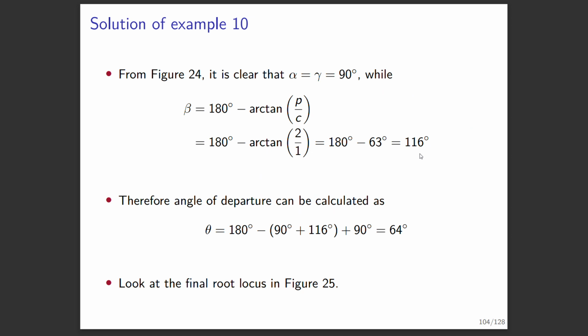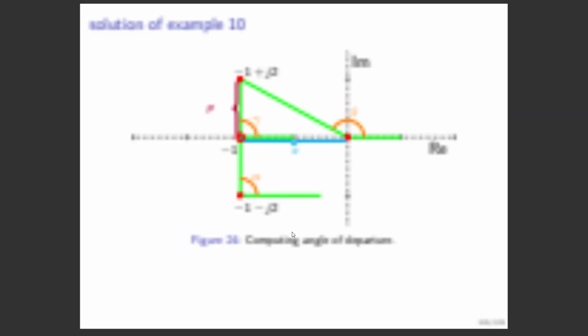Beta is 116 degrees. Theta is therefore 64 degrees, which is the addition of 90. So you add 180 degrees with 90 degrees. This is the angle of my pole with the 0. And then you subtract the summation of the angle of that pole to other poles from them.